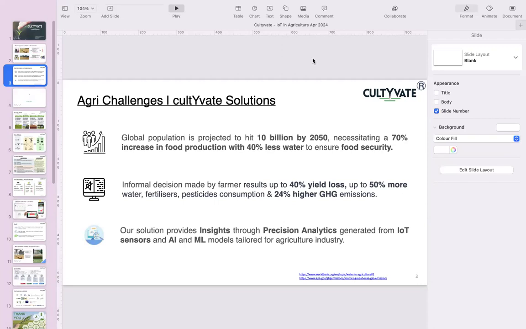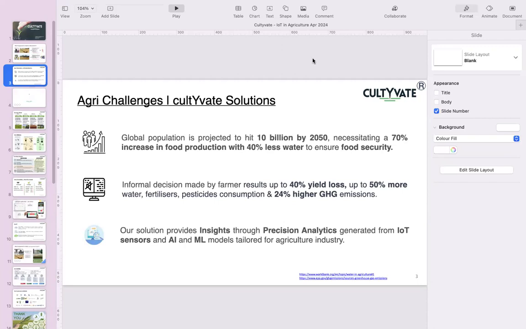But unfortunately, the farmer does not have access to technology that is viable or makes sense for him. As a result, he makes uninformed decisions where he is losing up to 40% yield and also consuming more than 50% extra water, pesticide and other things. And not only these two things, in the case of crops like paddy, he also produces greenhouse gases.